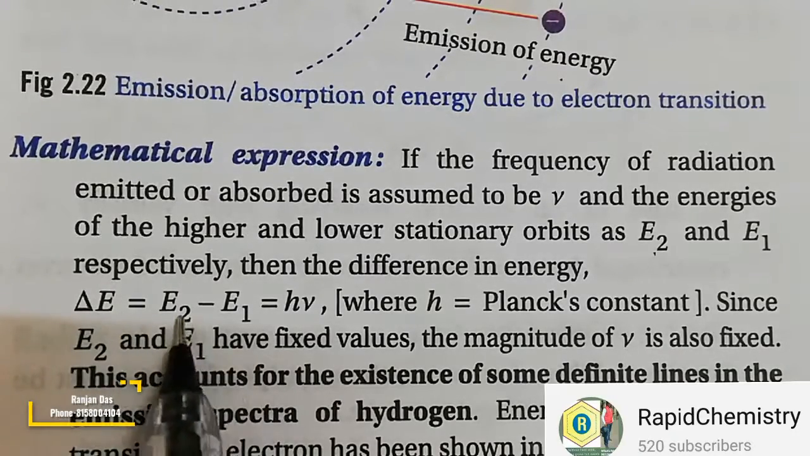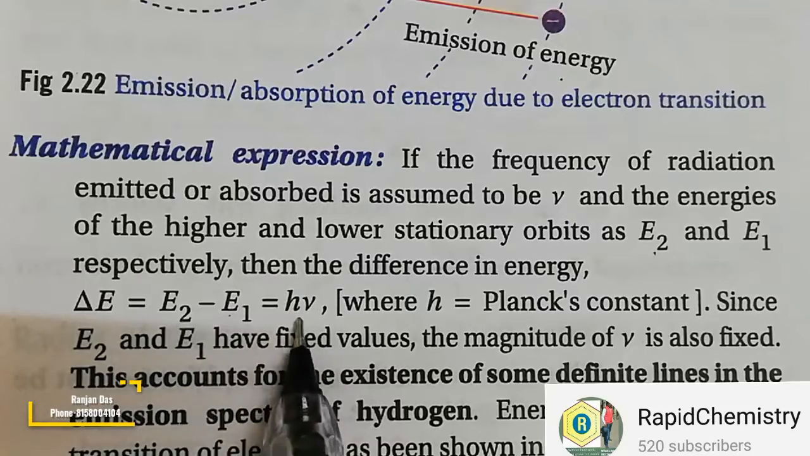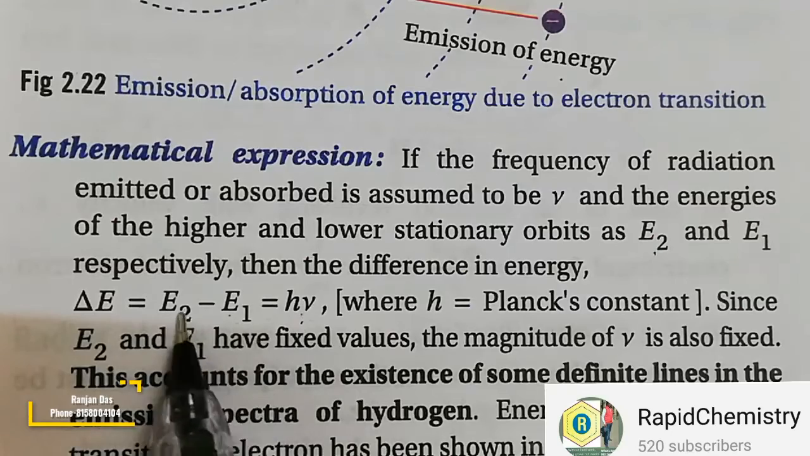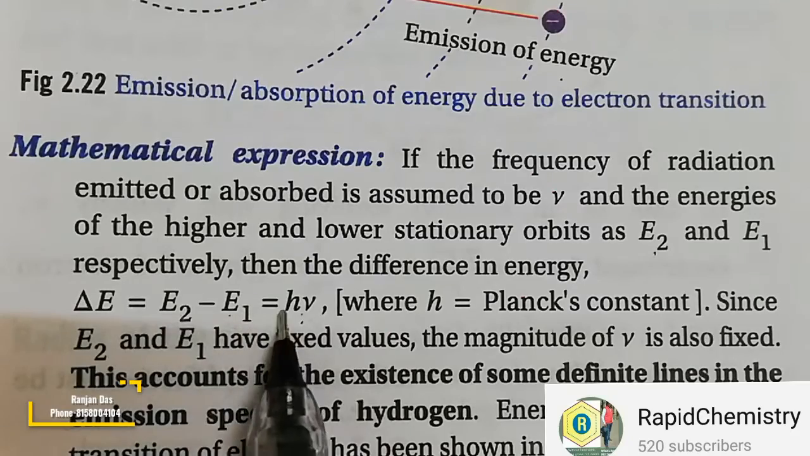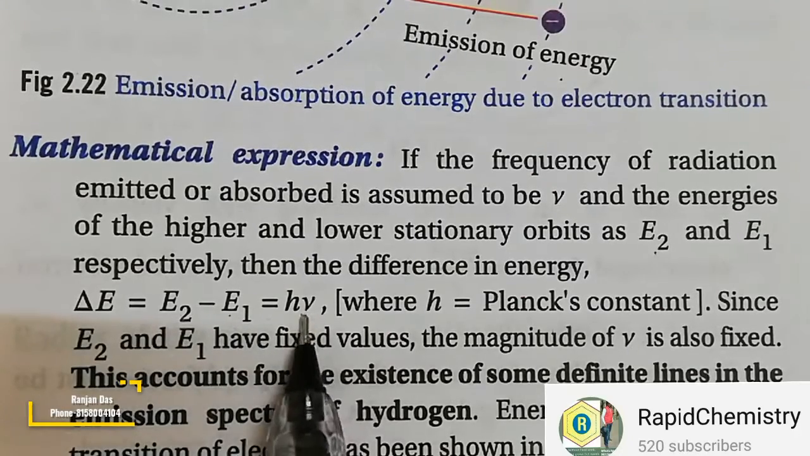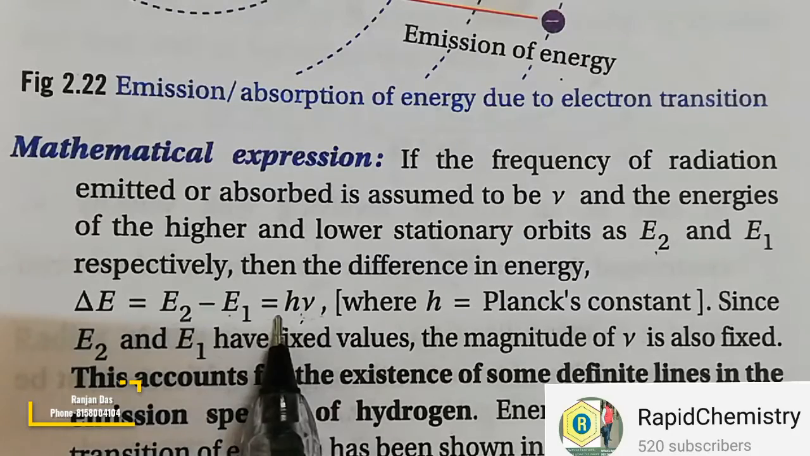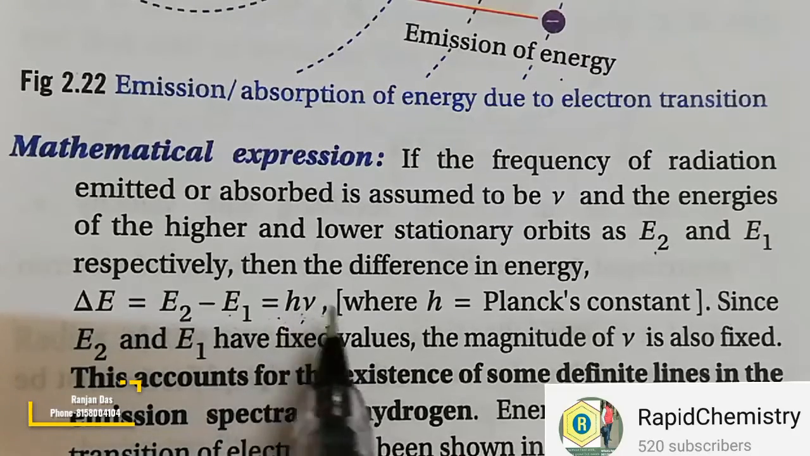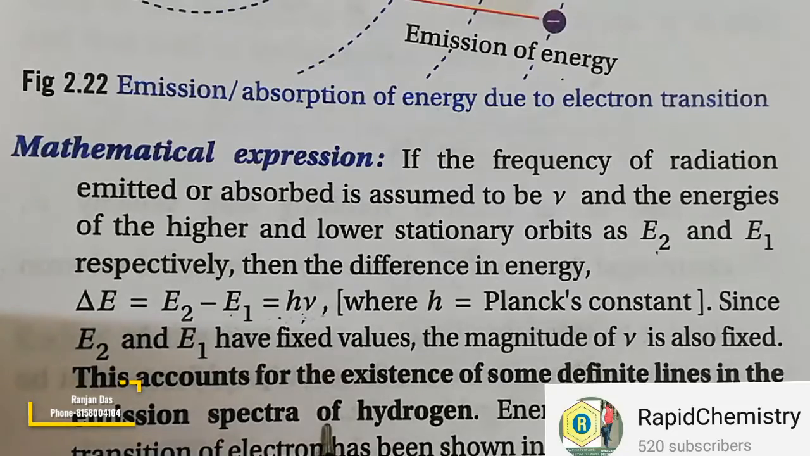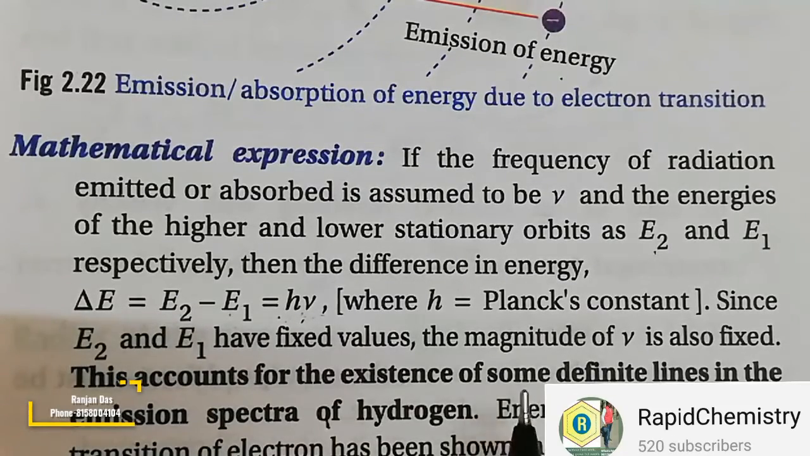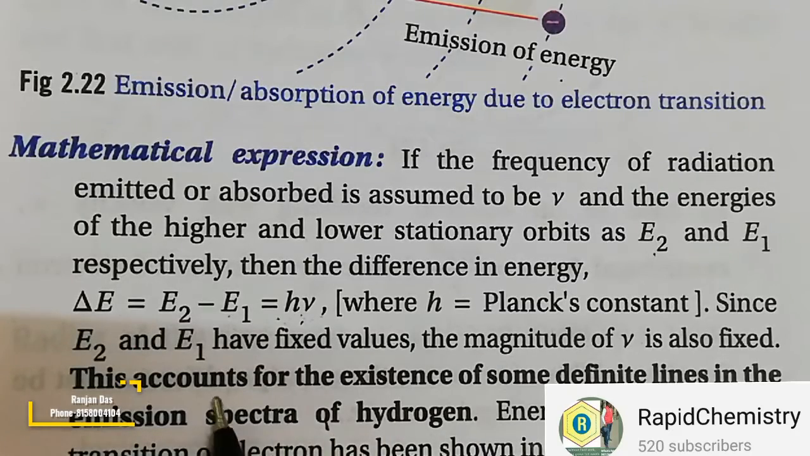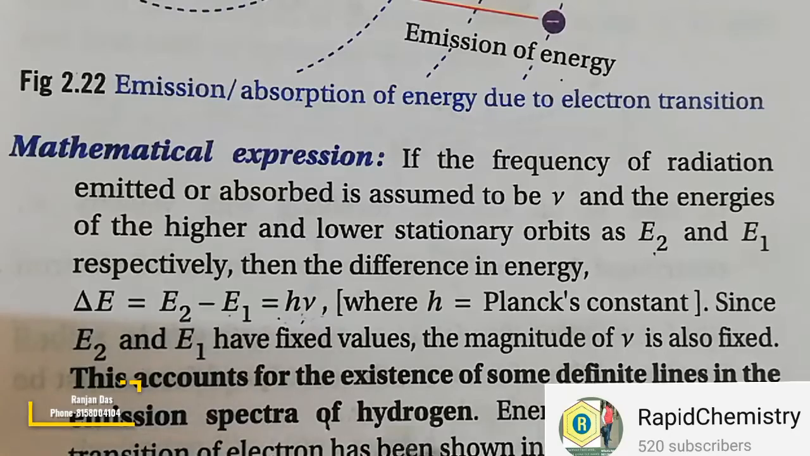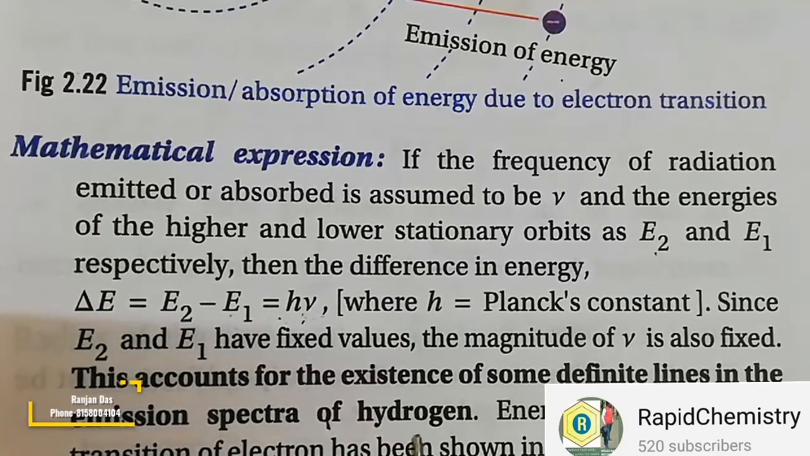Delta E should be E2 minus E1, and according to Planck's quantum theory, the energy change, whether released or absorbed, equals h nu. Here h is Planck's constant and nu is the frequency of the electromagnetic radiation. Due to such transitions of the electron from lower to higher shell or higher to lower shell, some definite lines in the emission spectra of hydrogen have been found.